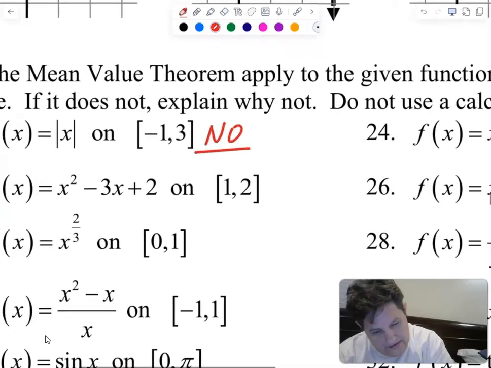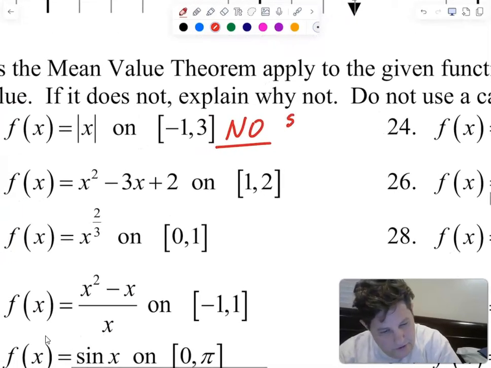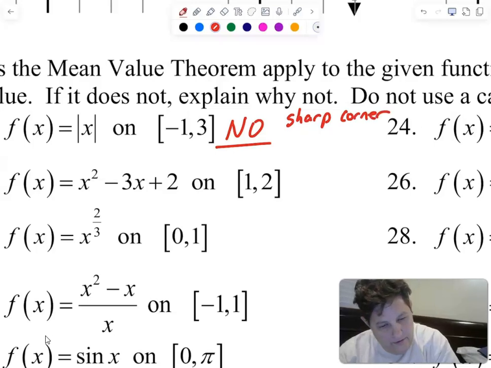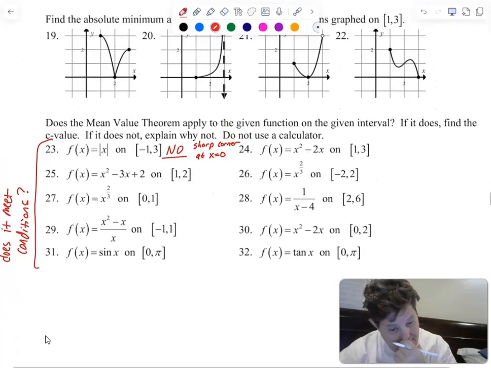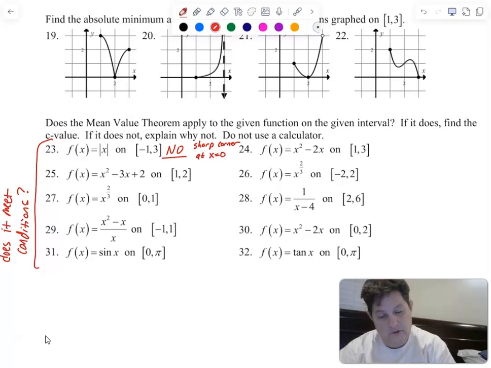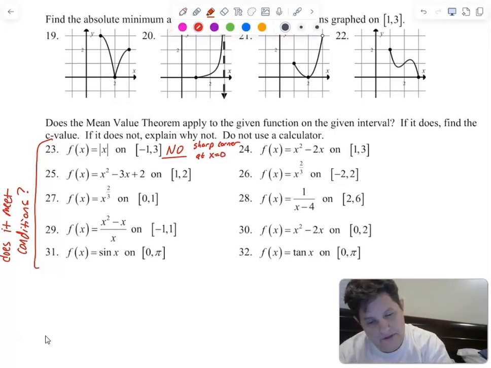And it says if not, explain why not. I'm just going to go ahead and say sharp corner at 0, which is in my interval, okay? Okay, perfect. All right, number 24. So we're not going to be able to do that one.